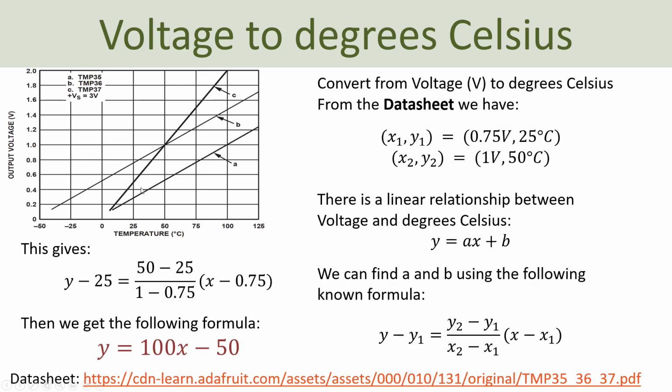Since we can find two points on this line, I use x1 is 0.75 volts, which is basically here, where we have 25 degrees Celsius, and then at 1 volt, which is here, we have 50 degrees Celsius. We use these two points, and then we can use this formula we have here for finding the linear relationship between the voltage and the temperature in degrees Celsius. And then we end up with this basic formula where x is the output voltage level and y is the temperature in degrees Celsius.